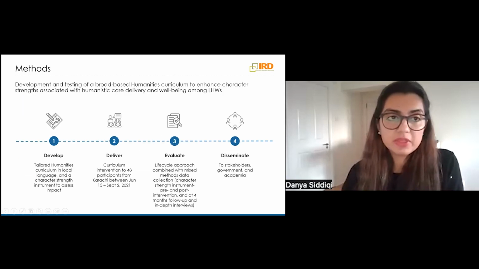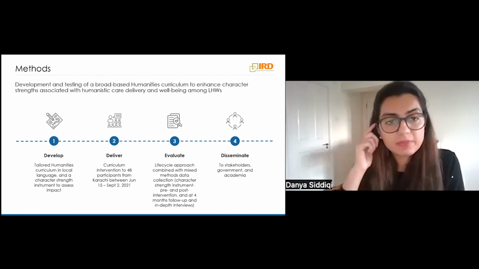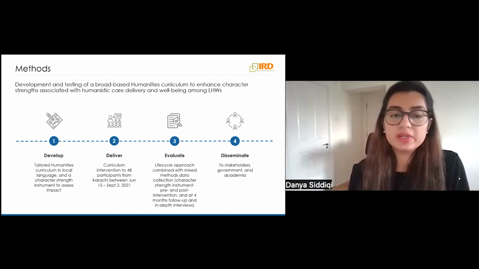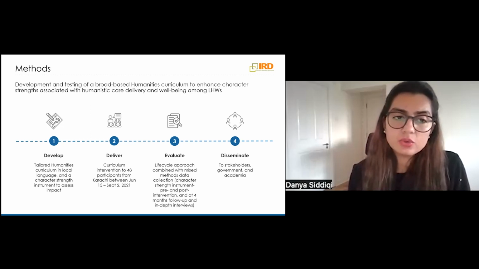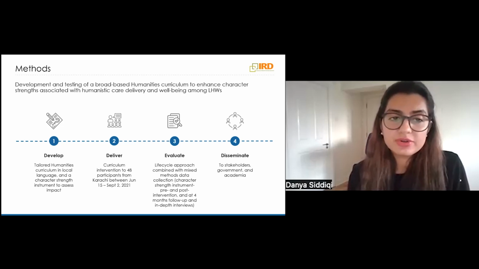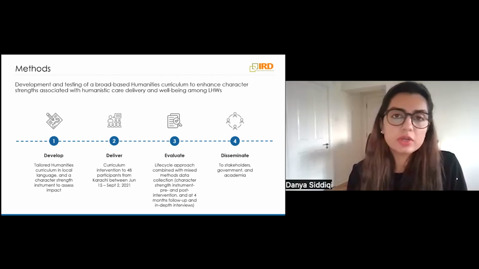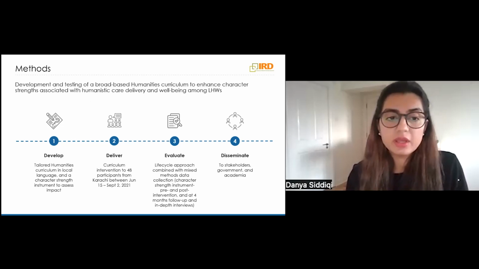So briefly mentioning the methodology of our study. We followed a 4-step approach. In the first step, like I mentioned, we developed the humanities-based curriculum, which was tailored to the requirements of the lady health workers. It went through an iterative process where we held focus group discussions with the lady health workers. We pre-tested the curriculum with them. And the final curriculum was heavily grounded in the local context. So it had local literary texts, prose, poetry, as well as interactive activities that were delivered to the lady health workers. And then in addition to the curriculum, we also developed a character strength instrument that I'm going to discuss in a little bit more detail in the upcoming slide.